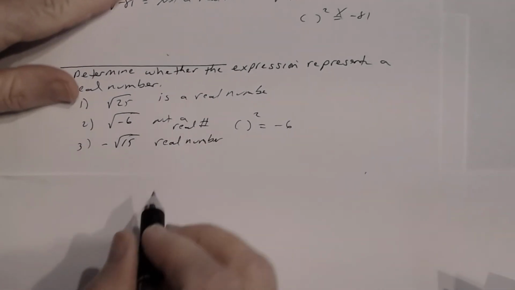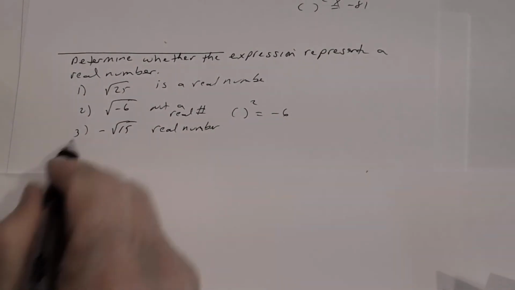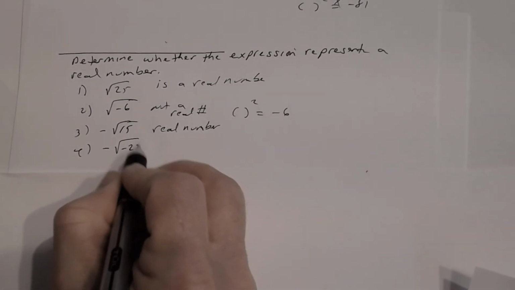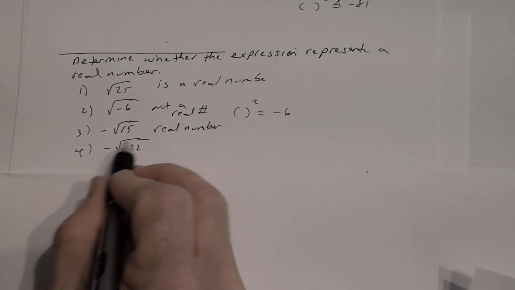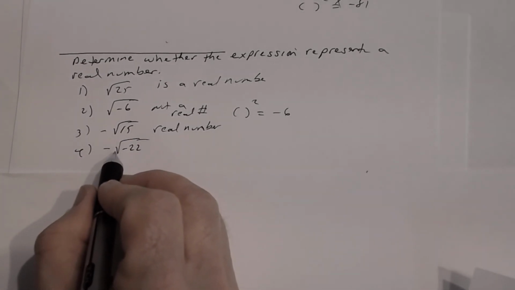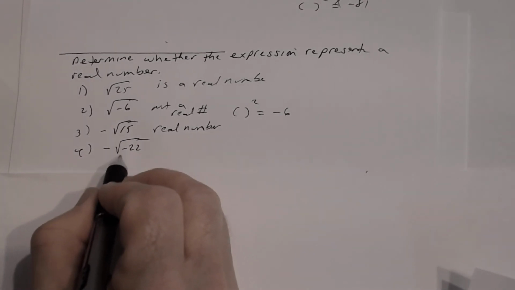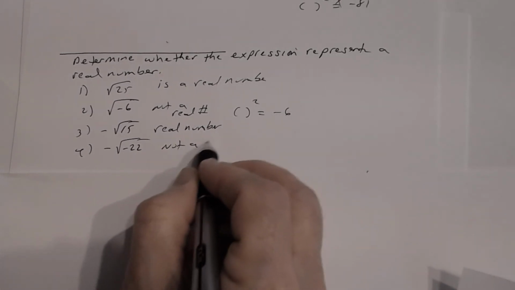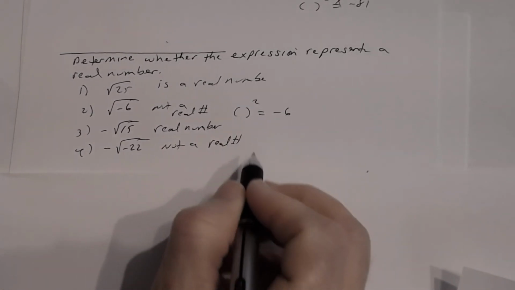Okay? All right, number 4, you have negative square root of negative 22. Again, what's the radicand? All you look at is the radicand. Even though there's a negative out here, can I take the square root of a negative number? The answer is no. So it's not a real number.